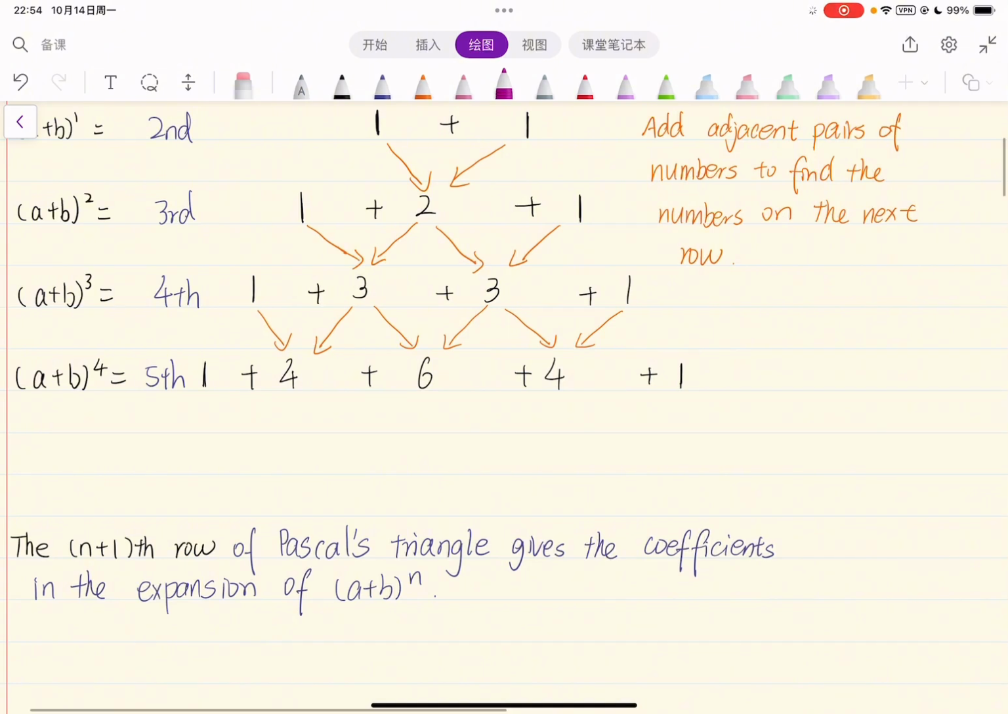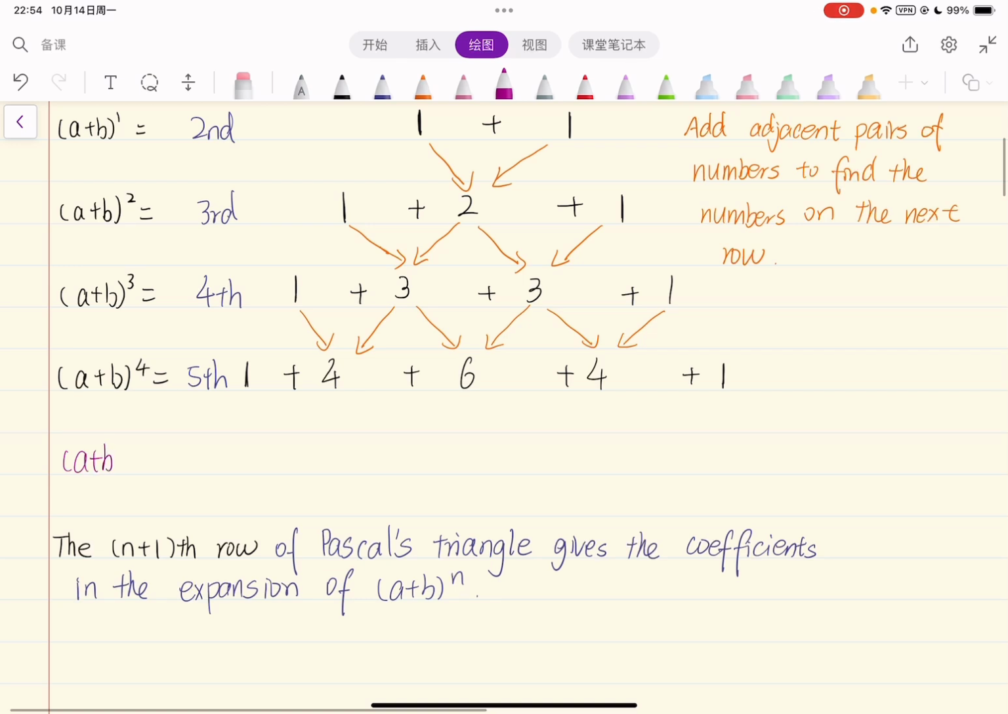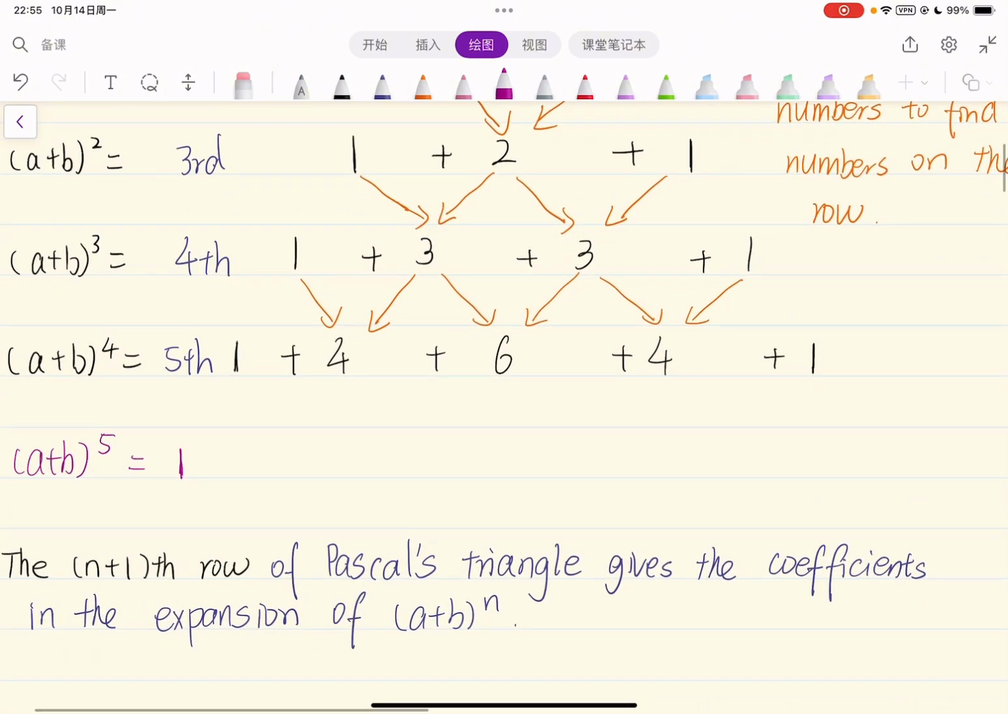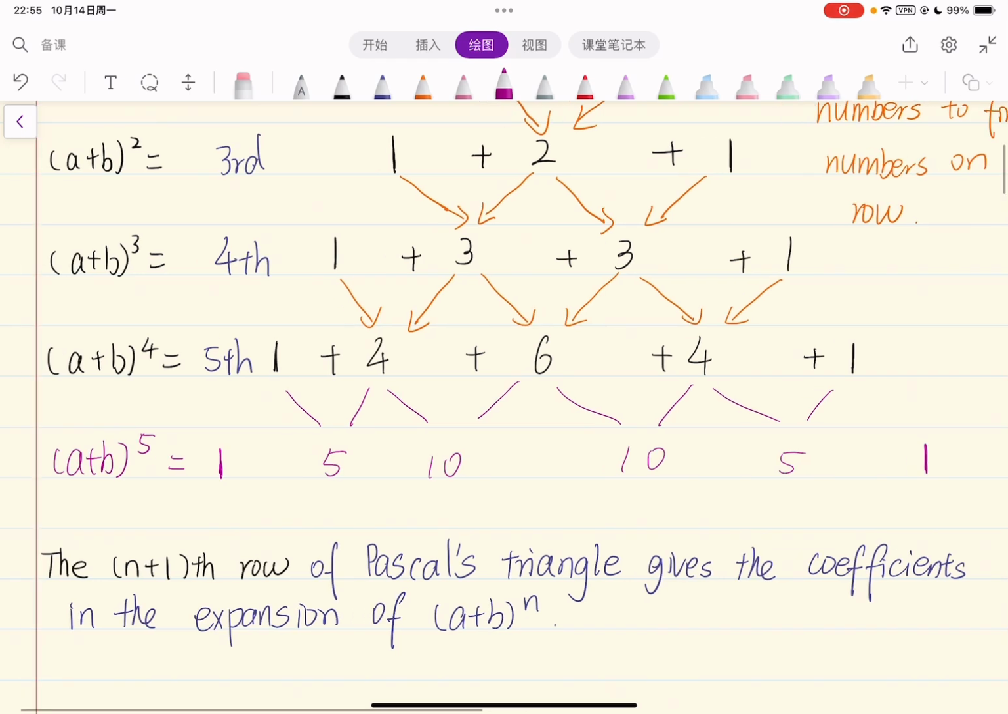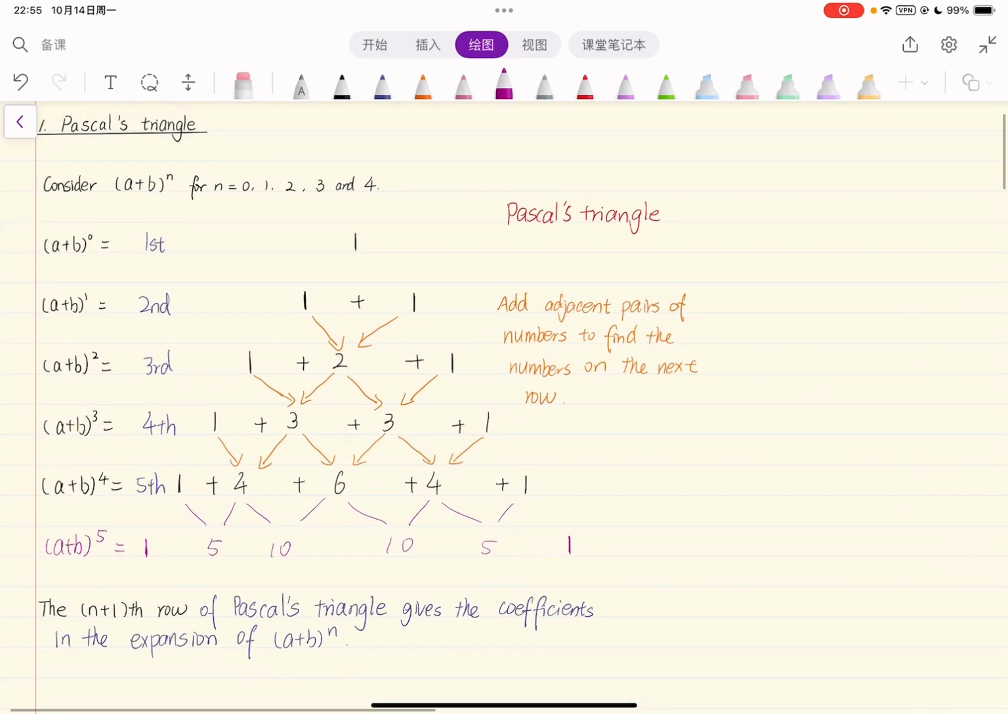Now, for example, let us see (a + b) to the power of 5. What are the coefficients? We first get the 1. And then we have 1 plus 4, that is 5. 4 plus 6, that is 10. 6 plus 4, that is 10. And 4 plus 1 is 5. And then you have another 1. You can double check it using a calculator. So now you know Pascal's triangle.